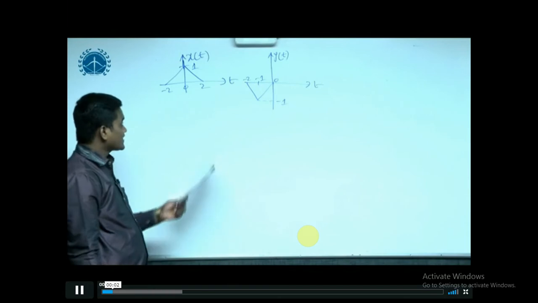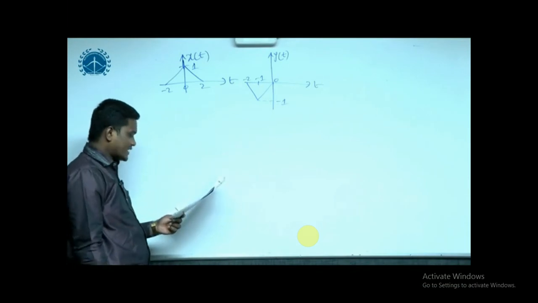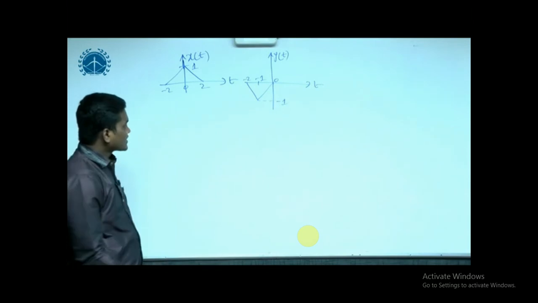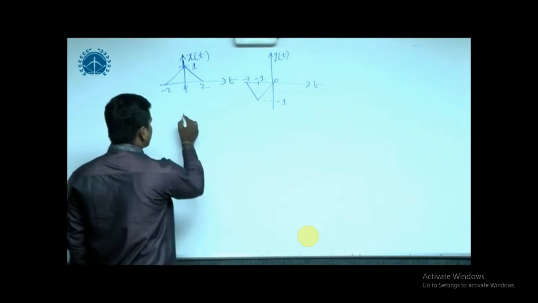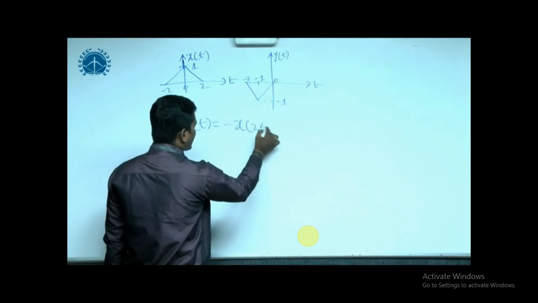The question is, x of t, this is a signal given, y of t, that is a signal given. What is the relationship between capital X of f and capital Y of f? Okay, first try to relate these two signals. The relation between these two signals is y of t equals minus x of 2t plus 2.